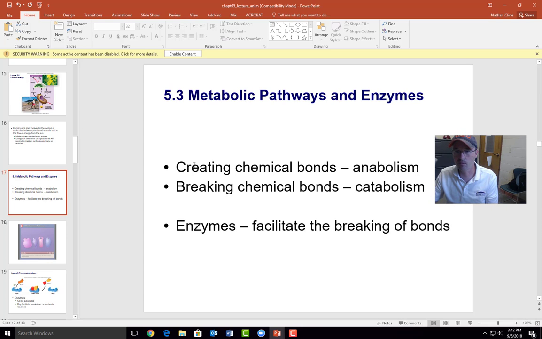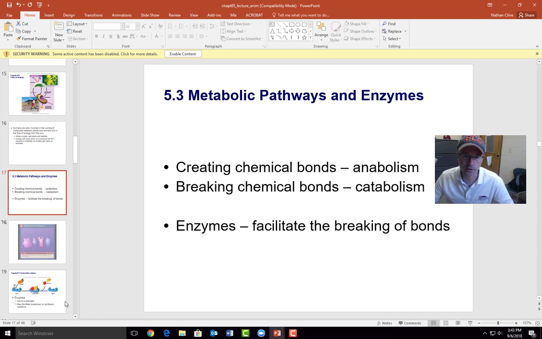And so with that in mind, I want you to remember that there are two different types of metabolism. First is anabolism, and anabolism is all about creating chemical bonds, putting two bonds together. And then catabolism is about breaking chemical bonds. So releasing that energy, you're breaking the chemical bonds. And enzymes facilitate the breaking of those chemical bonds and the releasing of that energy.